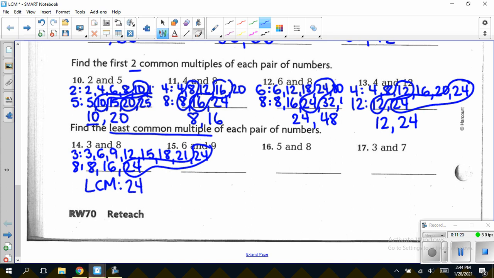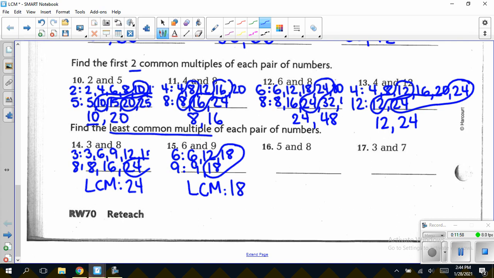I am going to erase a little bit of this work, so that way I have room for number 15. So for number 15, counting by 6 and then by 9. So counting by 6s, I have 6, 12, 18. And then I already know by my multiples of 9 that I can stop at 18 for both of them, because that would be my LCM. So the least common multiple is 18.